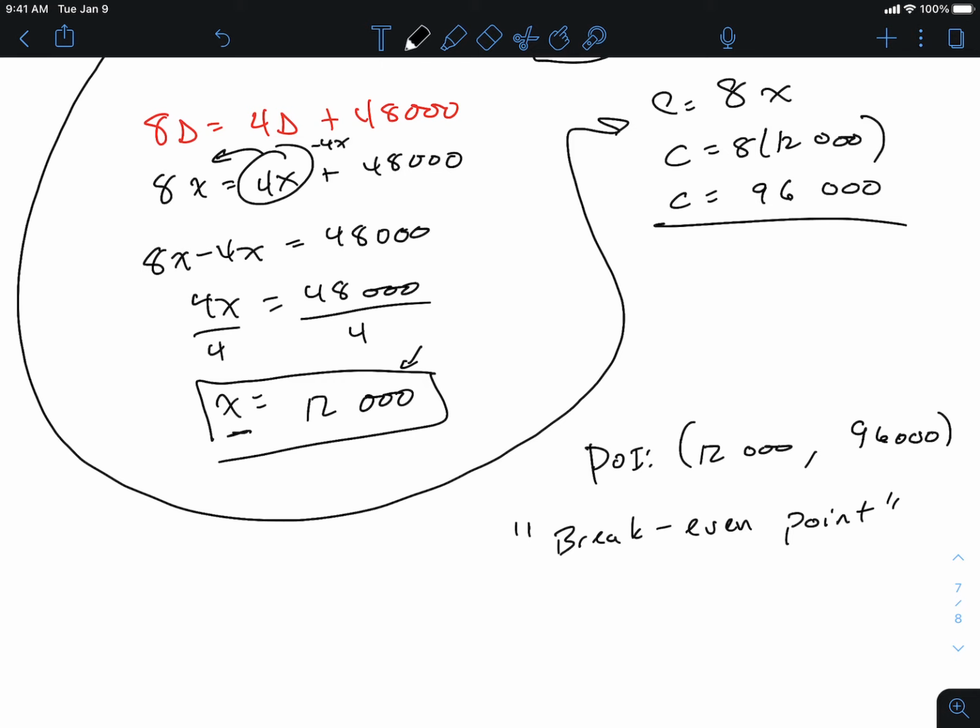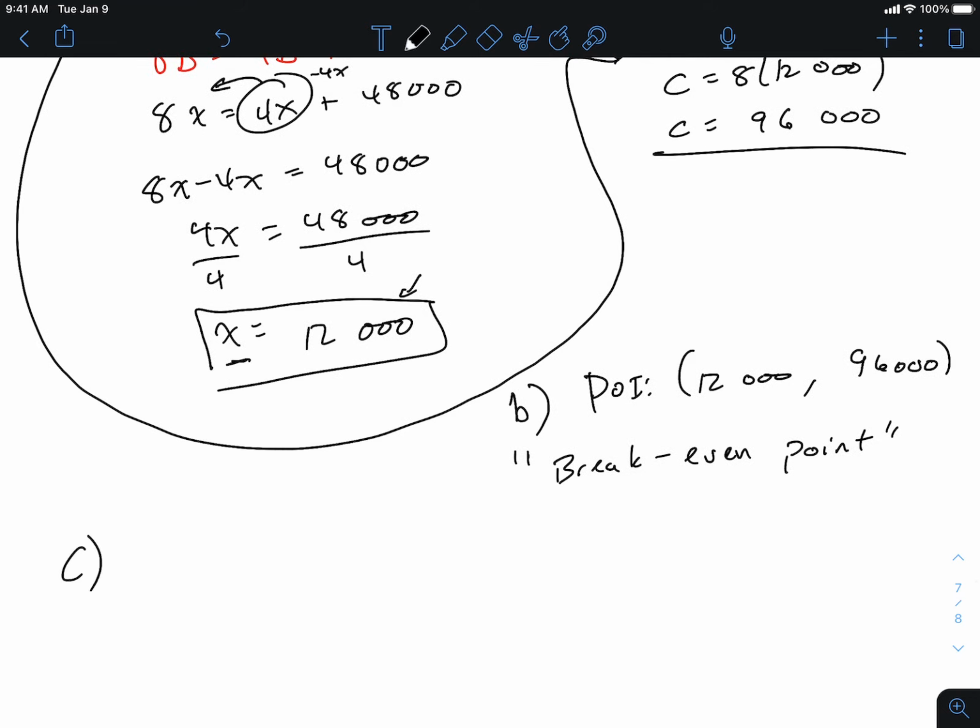So for part C, this is part B, part C says how many discs must be sold before there's a profit. Well, there's not a profit until you sell 12,001 discs. For 11,999, you're still in the hole. You're $8 in the hole. That's what that means.